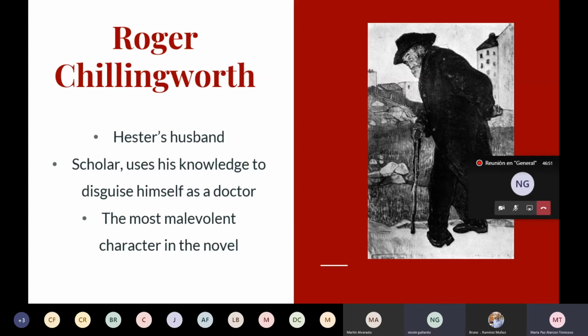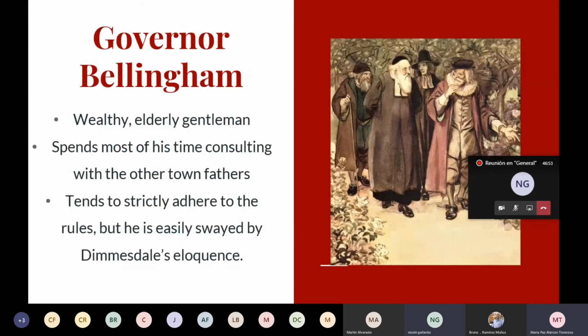Well, the following character is Governor Bellingham. He's a wealthy elderly gentleman, and he spends much of his time consulting with other fathers from the town. Despite being an American, he resembles a traditional English aristocrat. Bellingham tends to strictly adhere to the rules, but he's easily swayed by Dimmesdale's eloquence. As Maria Paz said, Dimmesdale was very intelligent.